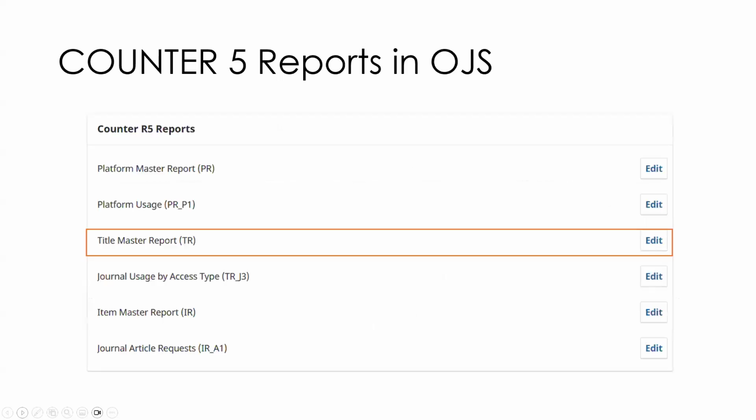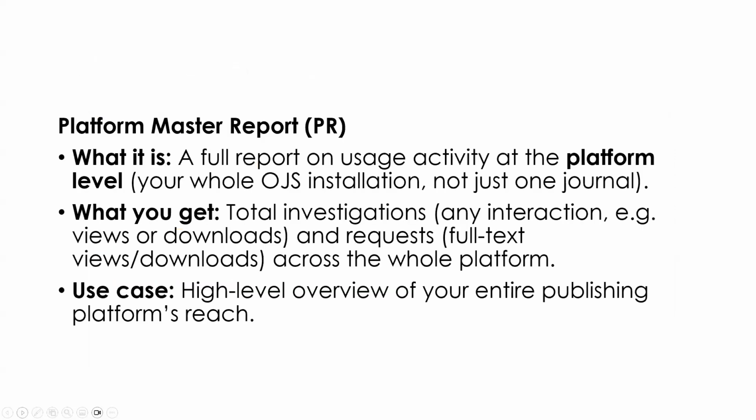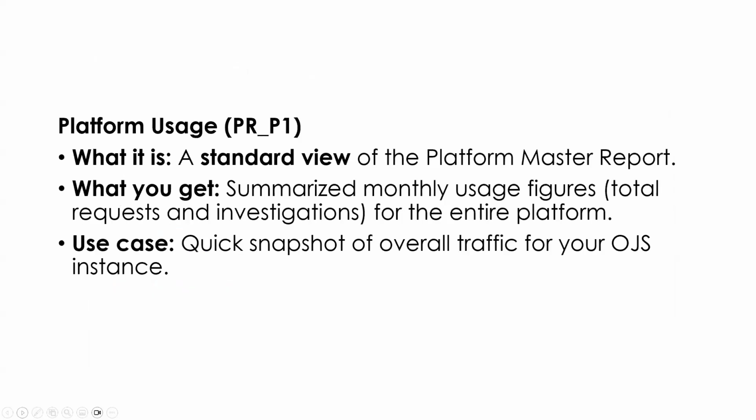And there are 6 COUNTER 5 reports which you can generate through OJS, but we will use the title master report for the views and downloads and to report on those. I'm not going to go through each of these, but I've explained what each report is, what you will get, and when you will use it.